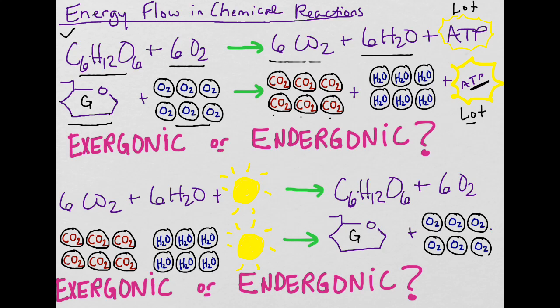So we broke something down and got energy out of it. What kind of a reaction is that? We broke glucose down and got energy out of it. Is that exergonic or endergonic? It is exergonic. Okay, not endergonic. All right. So then we go down to the next one here.